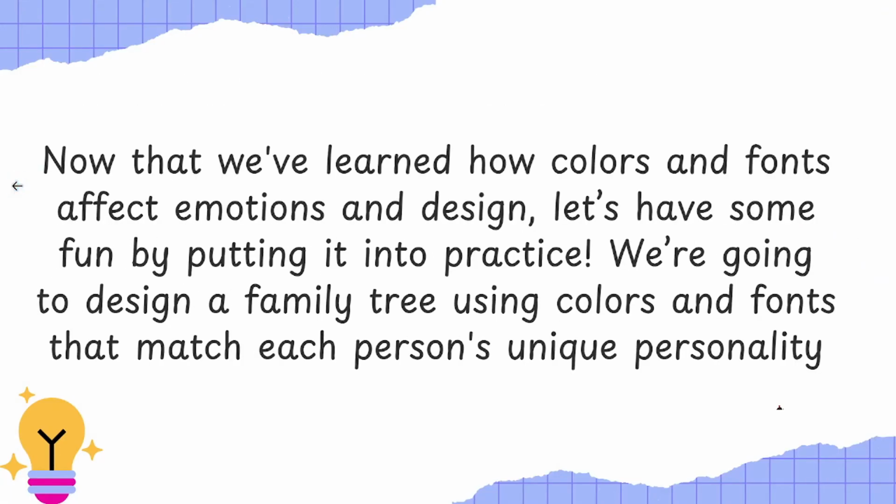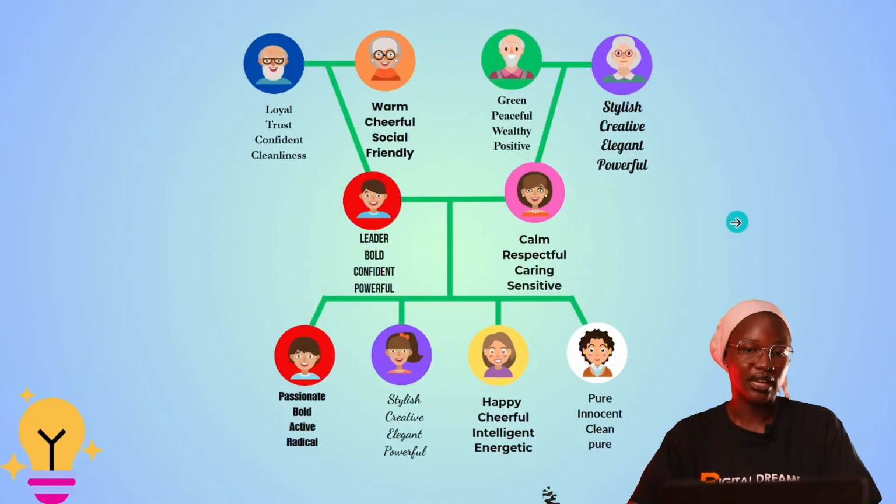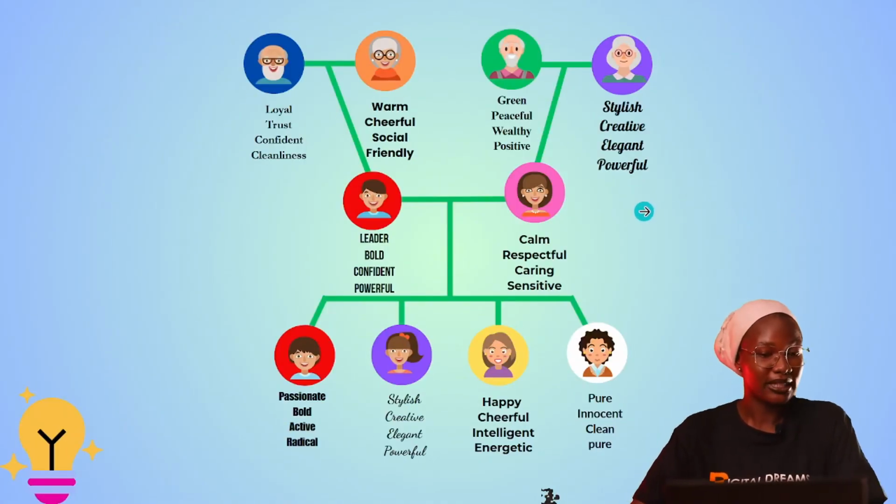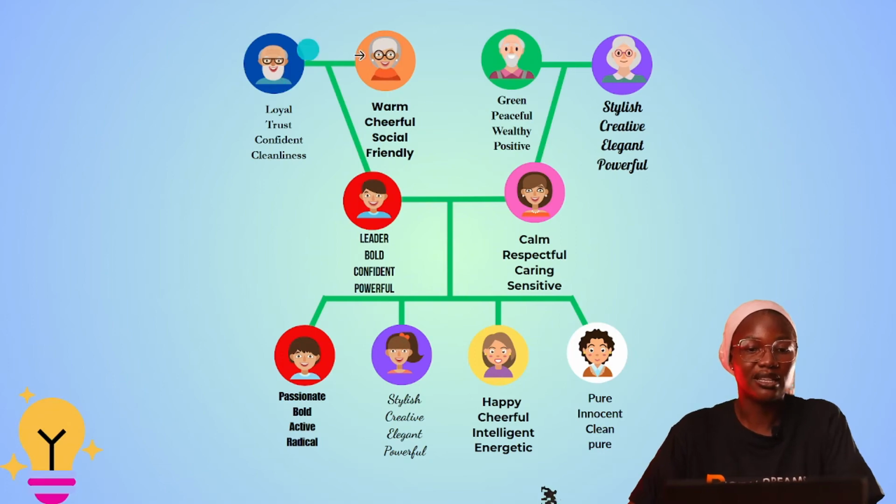So now that we have learned how colors and fonts affect emotion and design, let's have some fun by putting it into practice. We are going to design a family tree using colors and fonts that match each person's unique personality. So now we are going to do a practical. We're going to design this. This is a family tree.